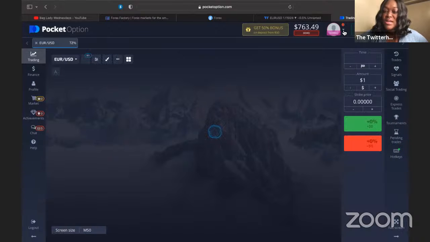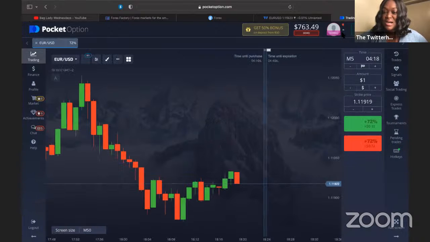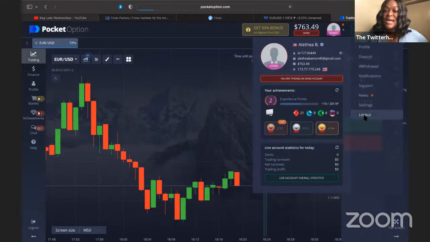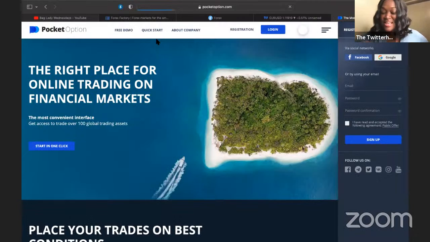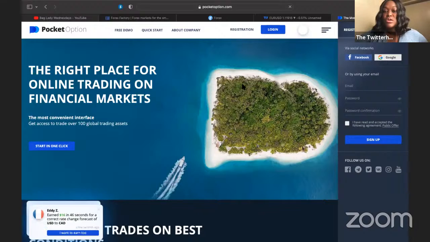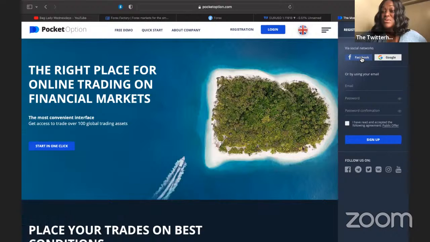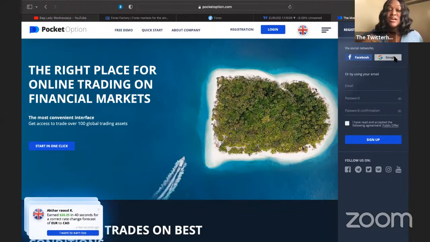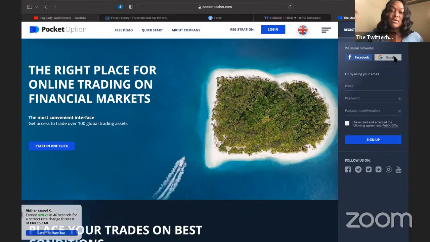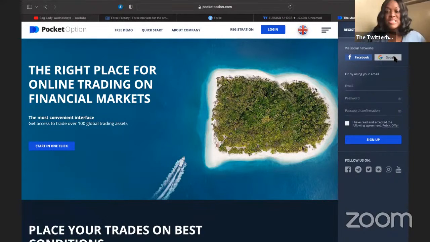So you're going to go to pocketoption.com and you're going to see a beautiful picture of an island. It looks really peaceful and serene. And you can register using Facebook or Google. So if you have a Facebook account, a lot of people do, you can simply use your Facebook credentials to log in. If you have Google, you can use your Google credentials.